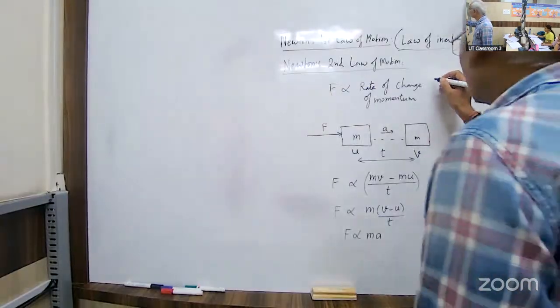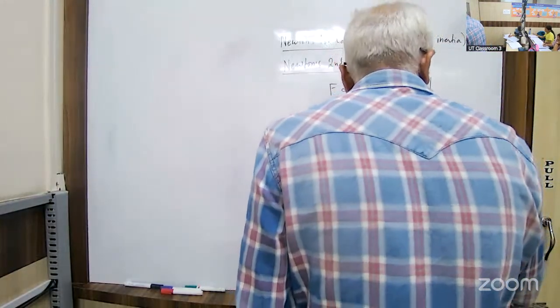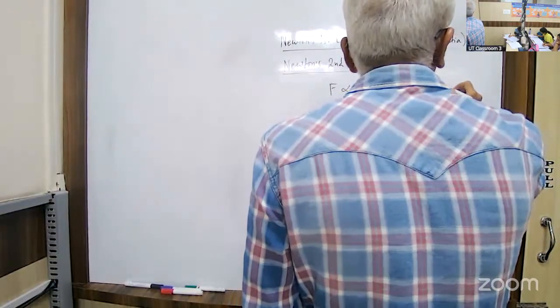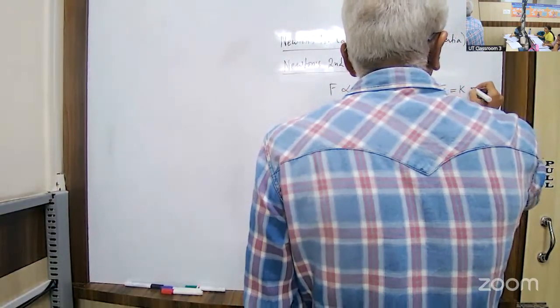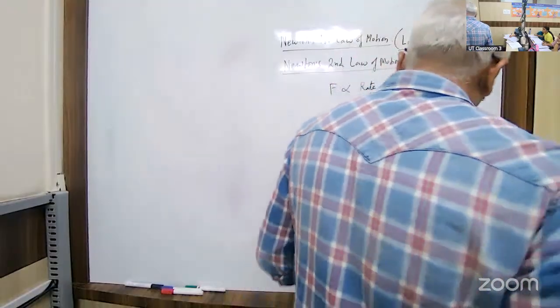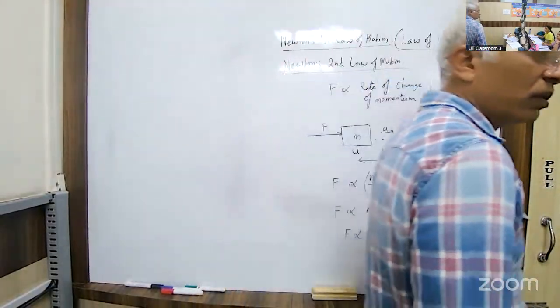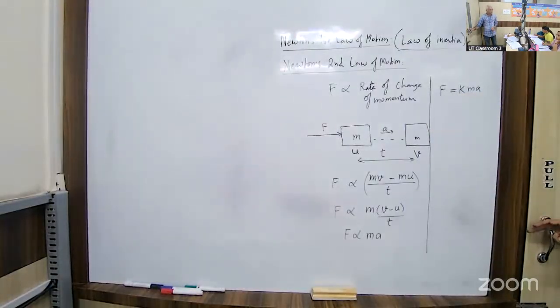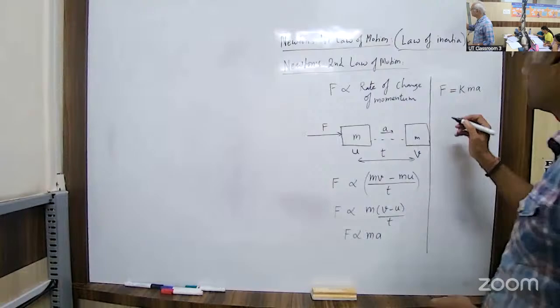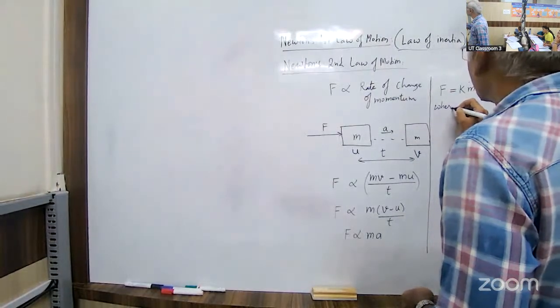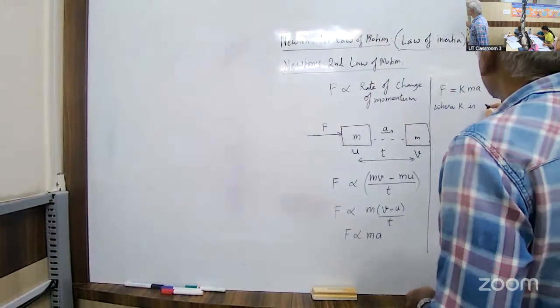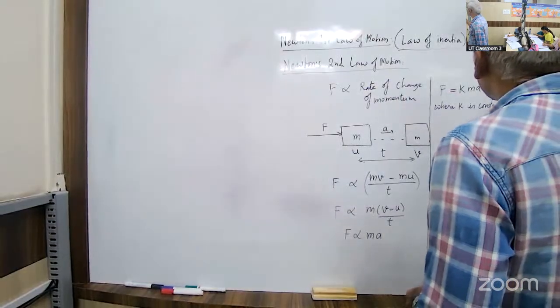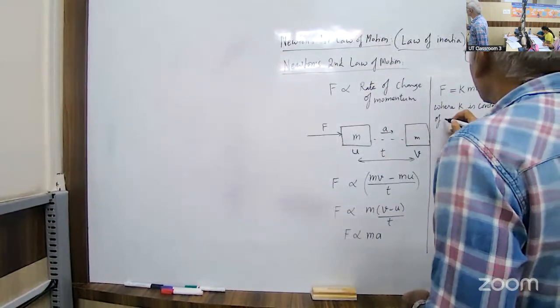Now, that's the right idea. So when I remove the proportionality, I will have to put some constant, because it is proportional, not equal. To make it equal, I have to introduce something. So F is equal to k m a, where k is the constant of proportionality.